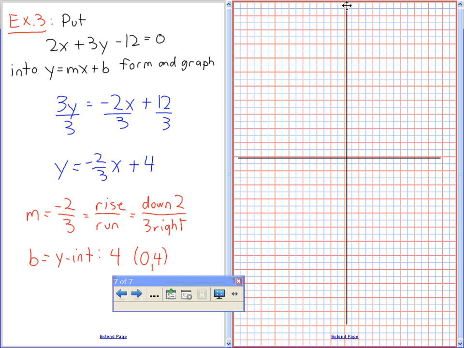I'm even going to be a little crazy today, if you don't mind. I'm actually going to use this for my title. It's a wild graph. I'm going to call it graph of 2x plus 3y minus 12 equals 0. All right, Kendra, what else do I need in my graph, please?